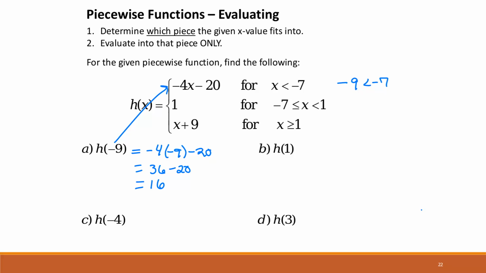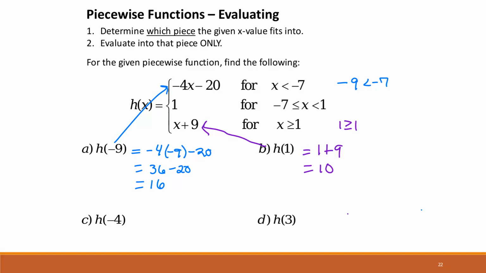Then on this next one, we have h of 1. When we're looking at the value of 1, that's going to work here where 1 is greater than or equal to 1 because of the inclusivity of the 1 here. So we're going to be looking at this function here in this case. So we're going to have 1 plus 9. So we get 10 as our solution there for part B.